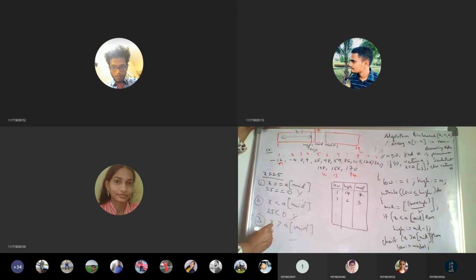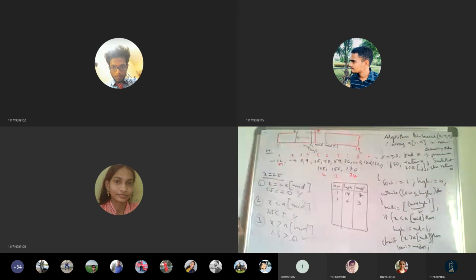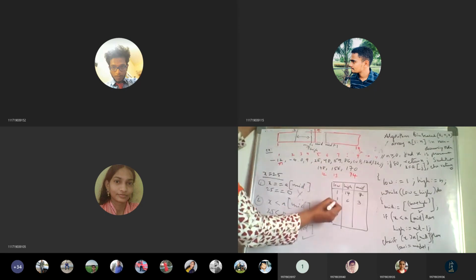Moving on to x greater than a of mid: 25 greater than 0? Yes. So now we have to find in the right side list. Among 1 to 6 elements, the mid element was 3, so again the search area is reduced.